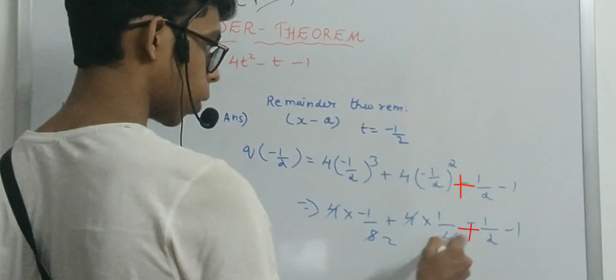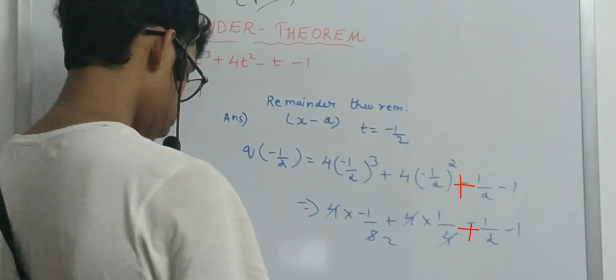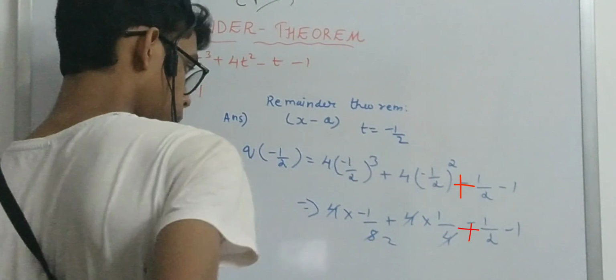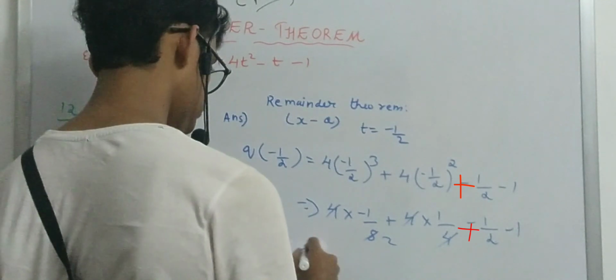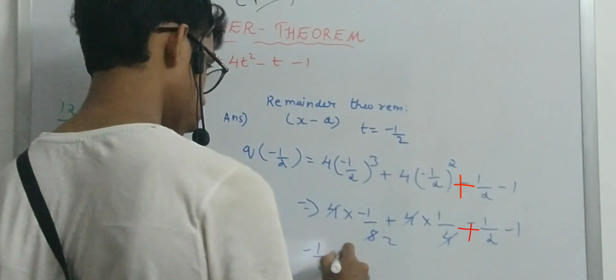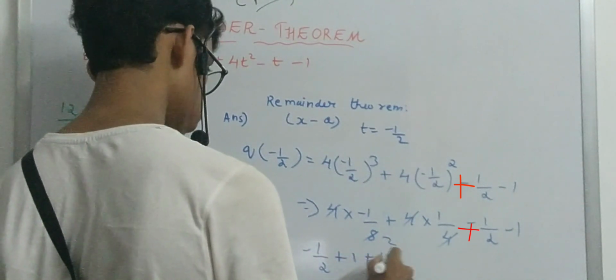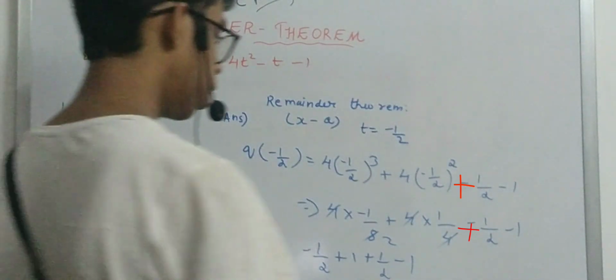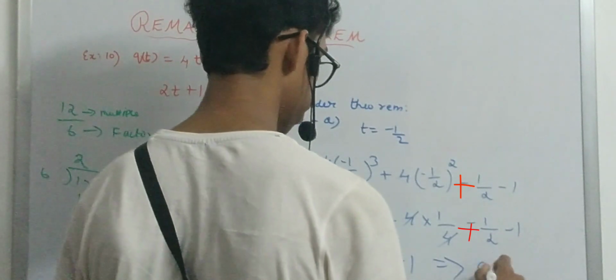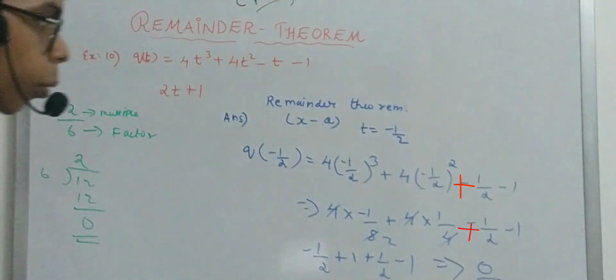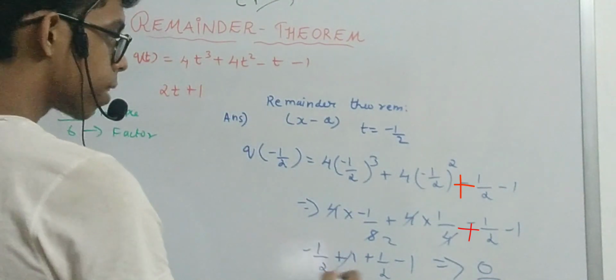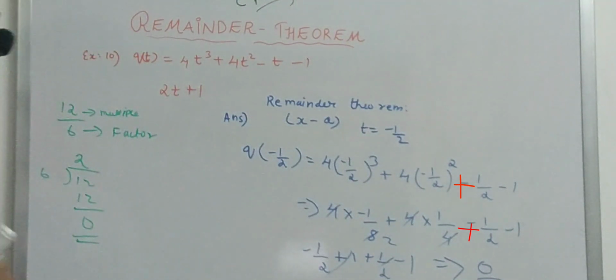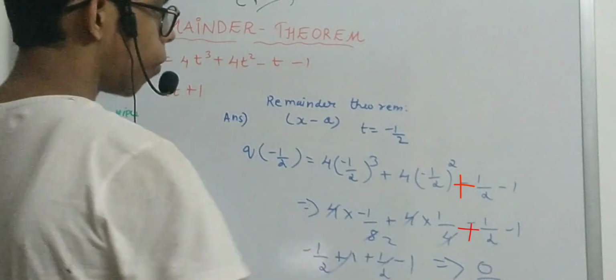Here also this 4 and this 4 you can cancel. Now further when you do, we will be getting over here as minus 1 by 2 plus 1 plus 1 by 2 minus 1. Okay, these are just opposite to each other. So when we do, we will get the final answer as 0. Isn't it? These both will cancel off. Okay, so finally we got the value equal to 0.